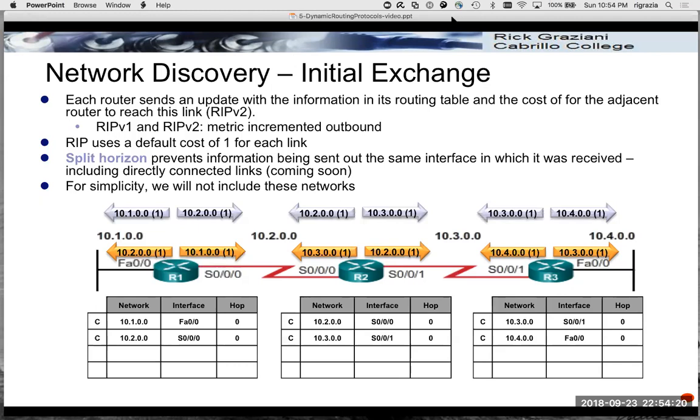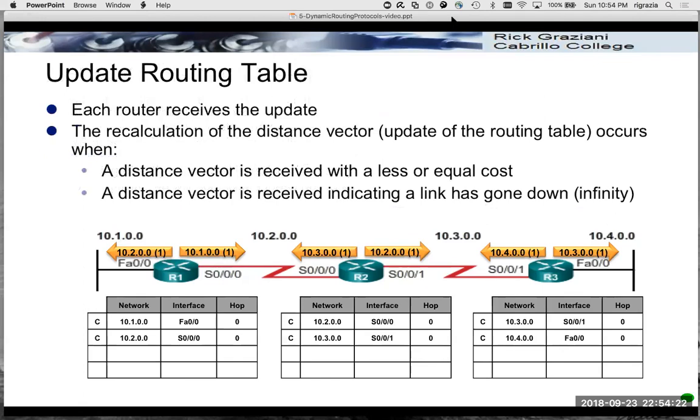Okay. All right. So let's take a look at R2 telling R1 about the 10.3.0.0 network one hop away. R1 says, thank you very much, I'll put that in there. The R stands for RIP. And to get there, it's one hop away through my Serial 0/0/0 interface.